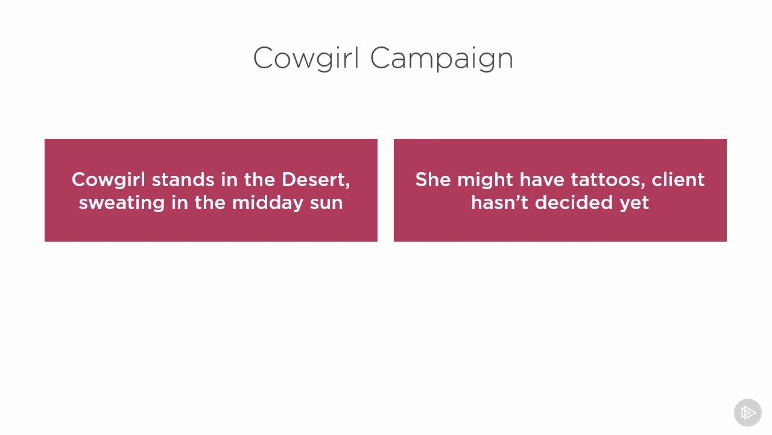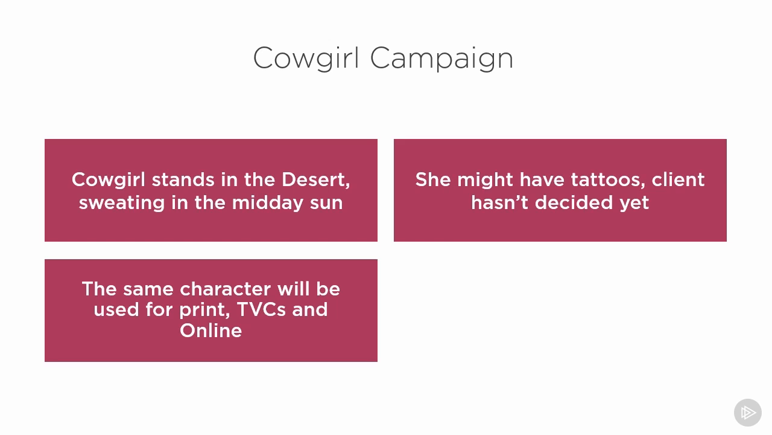She might have tattoos. The client hasn't decided yet if she has tattoos, and the client certainly hasn't decided what those tattoos might be. The same character is going to be used for print, TVCs and online, so we need to think about how we can distribute our vendors.